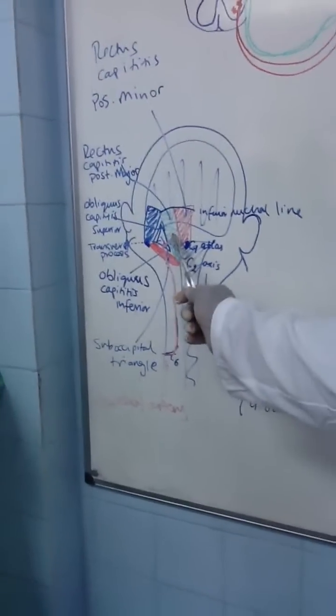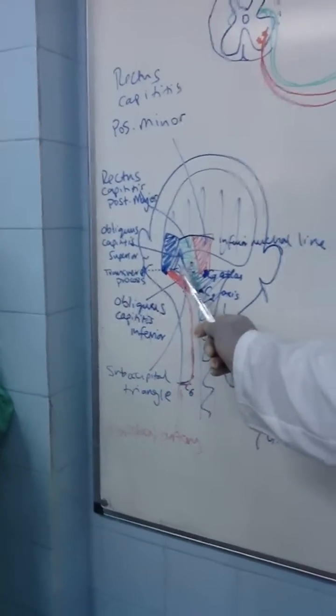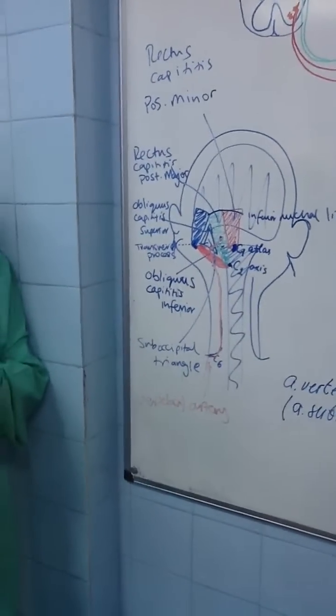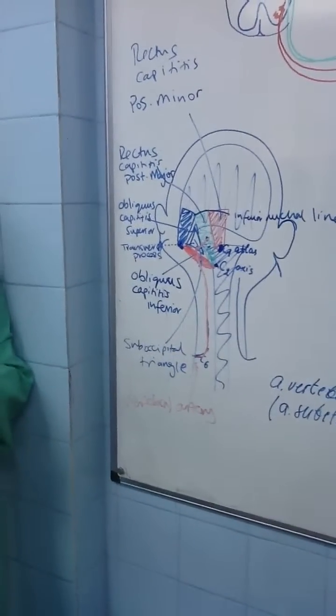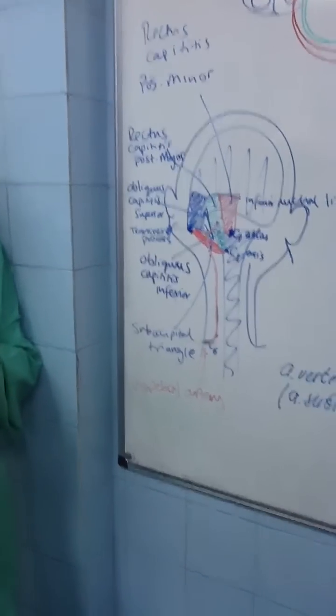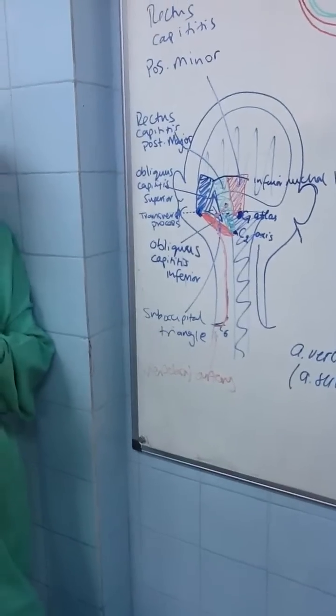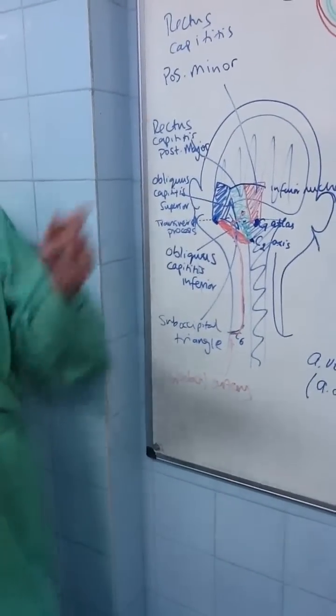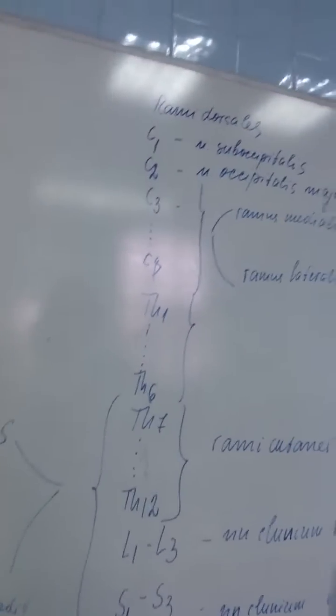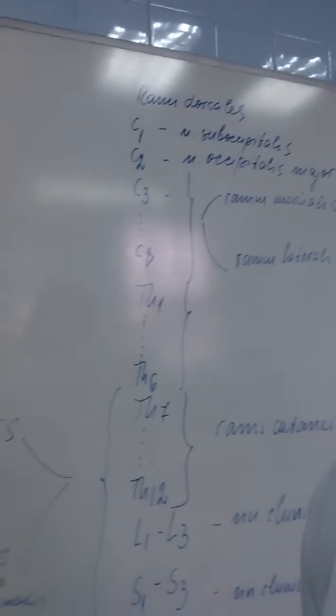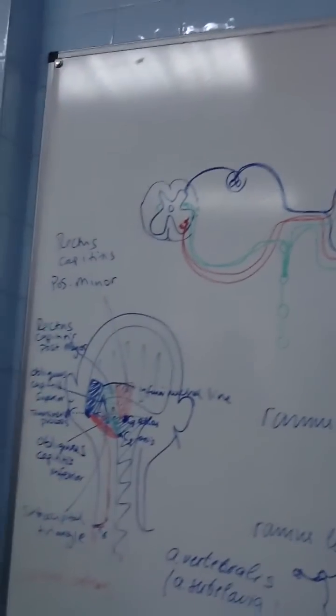So what else is in this triangle? What other thing is inside? The vertebral artery and the suboccipital nerve. The nature of this nerve? It's a dorsal ramus, the dorsal ramus of the first cervical spinal nerve.